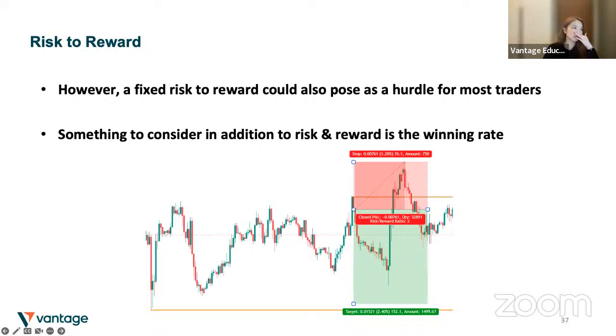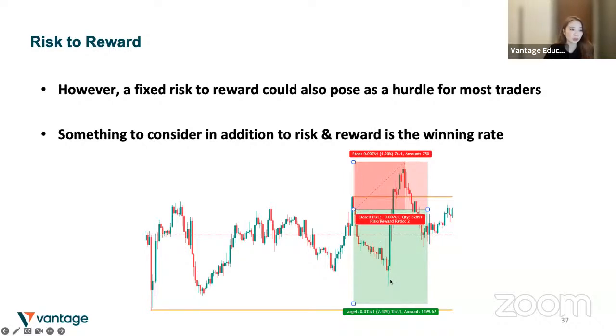However, fixed risk to reward could pose a hurdle for most traders. Something to consider in addition to risk to reward is the winning rate. For example, if you want to put a stop loss at the peak area, you're looking at this big amount.